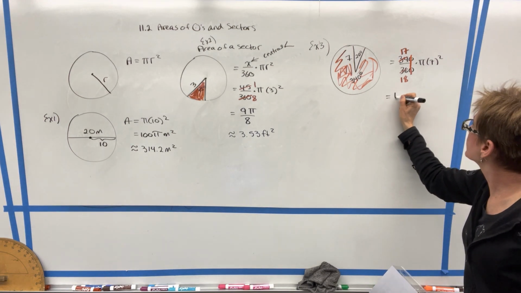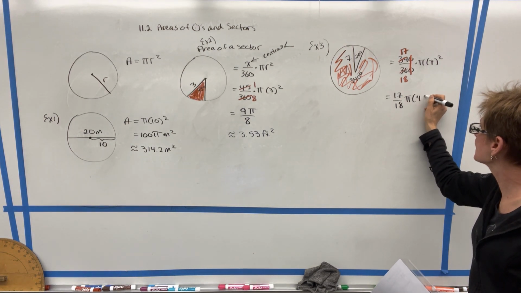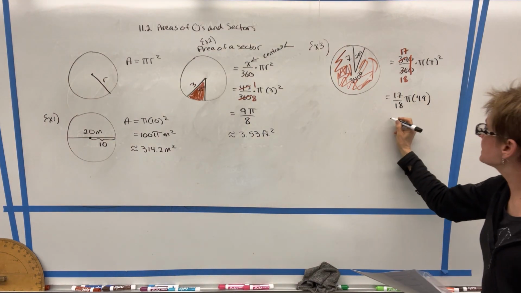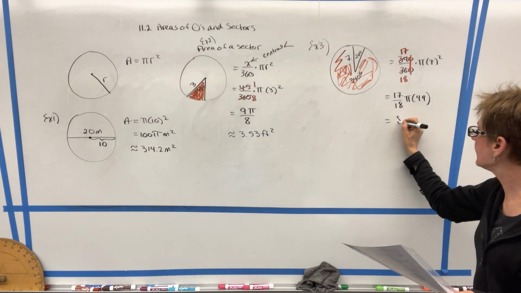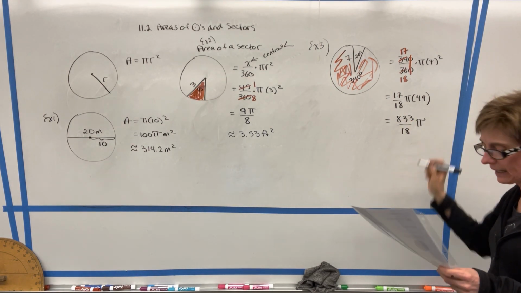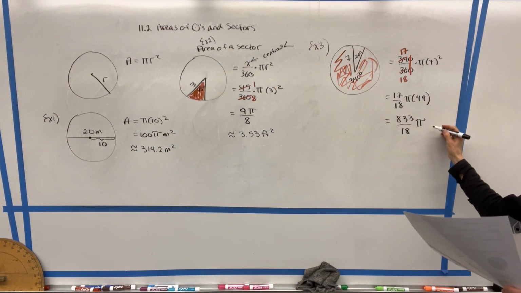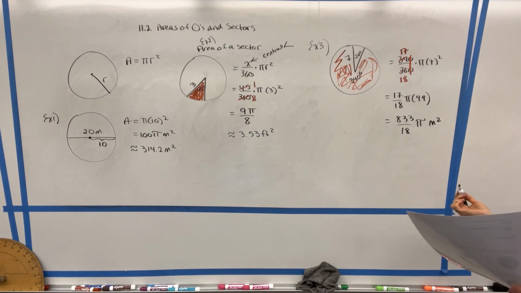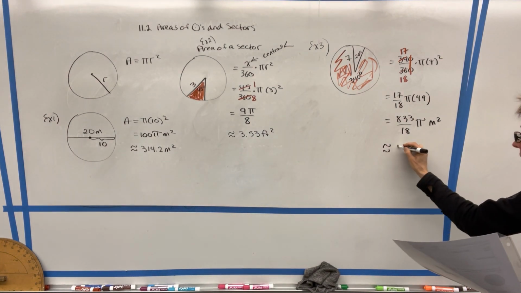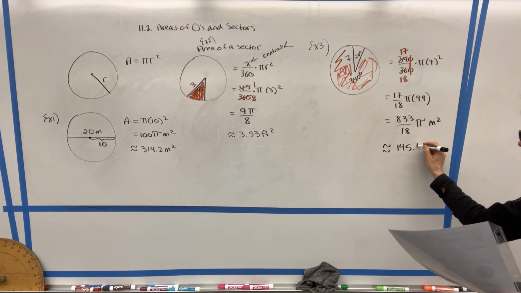So now I've got 17 over 18 times pi times 49. If I multiply 17 times 49, I get 833. So the exact answer to this would be 833 over 18 pi meters squared, if we were talking in meters. Or if I multiplied that out to turn it into a decimal, it would be 145.4.